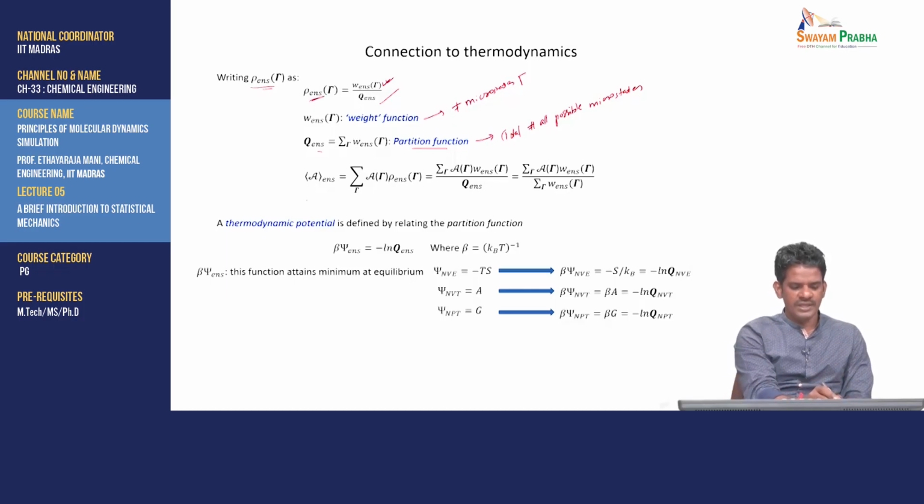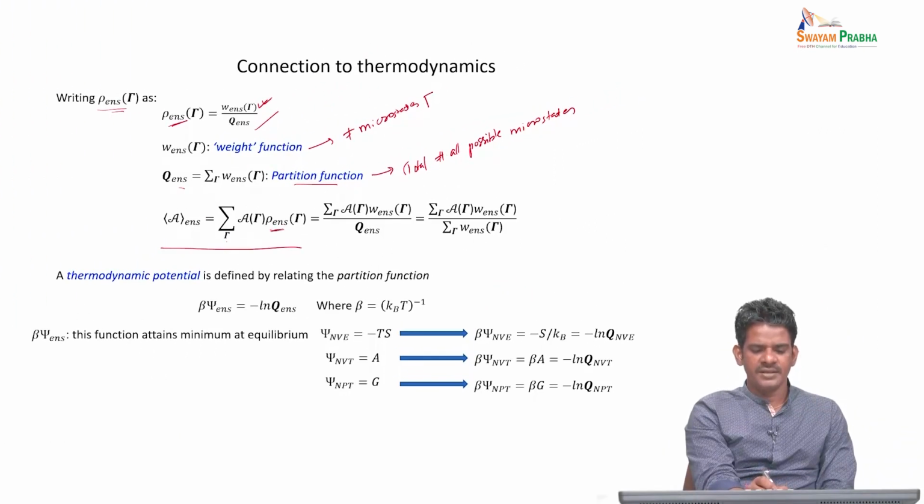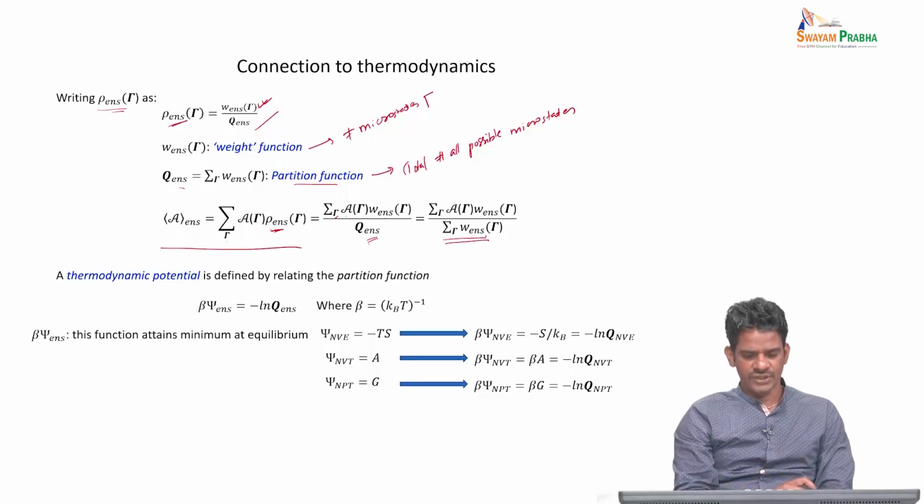And then if you go to the ensemble average definition, it is basically the sum over all possible microstates, where you calculate the property and weight it by the probability density function. So now we can substitute for rho from this. So you get the sum over all microstates of A times the weighting function divided by the partition function, and the partition function is nothing but the sum over all possible weighting functions.